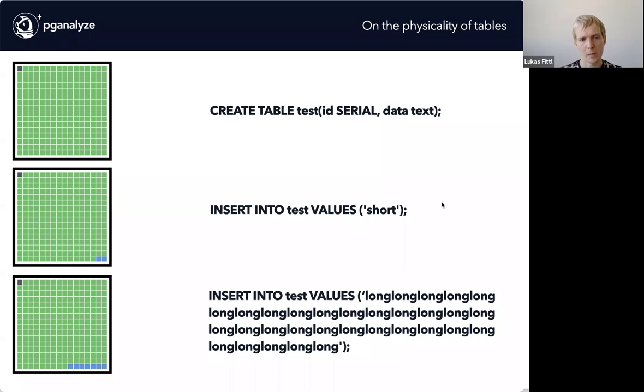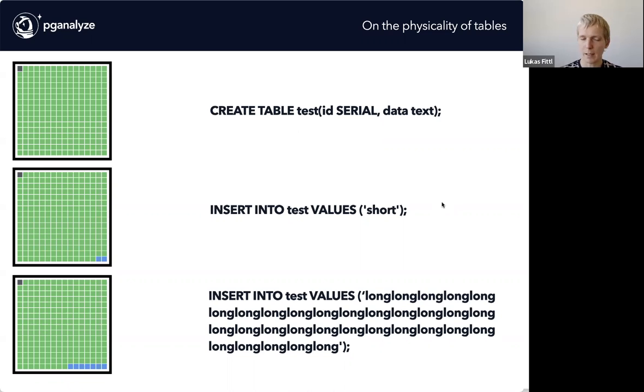Now, when we insert data into this new table, into this test table here with 2 columns, then we essentially start inserting data into these pages, right? So here you can see the data gets added at the end. And so we created this test table. We added the value short that takes up roughly 64 bytes. So it takes up 2 of these squares. Now, if we insert a very long value, then it's going to take up more. So it's going to take up 5 squares.